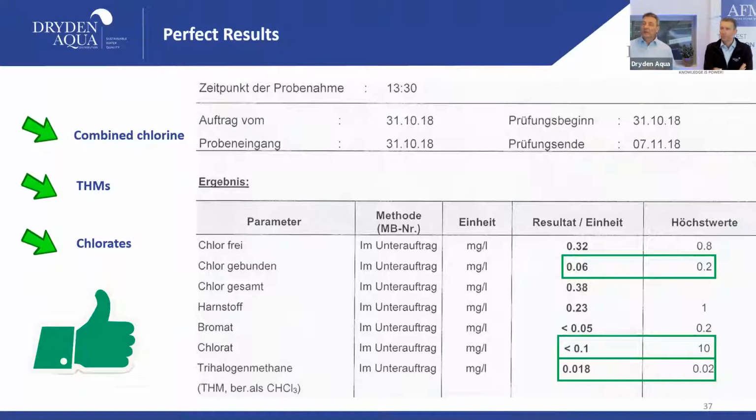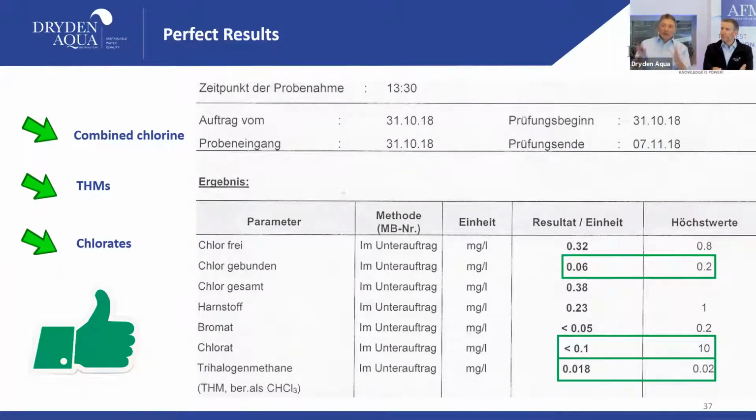And look at the result here. That was 2 or 3 months later. It's amazing. You know, combined chlorine 0.06, can't be better. Of course, there is also 10 centimeters of activated carbon on it. Chlorates below 0.1 milligram per liter. I mean, unbelievable. And in the THM, we came from 70 and we are now at 18. So we just did it.